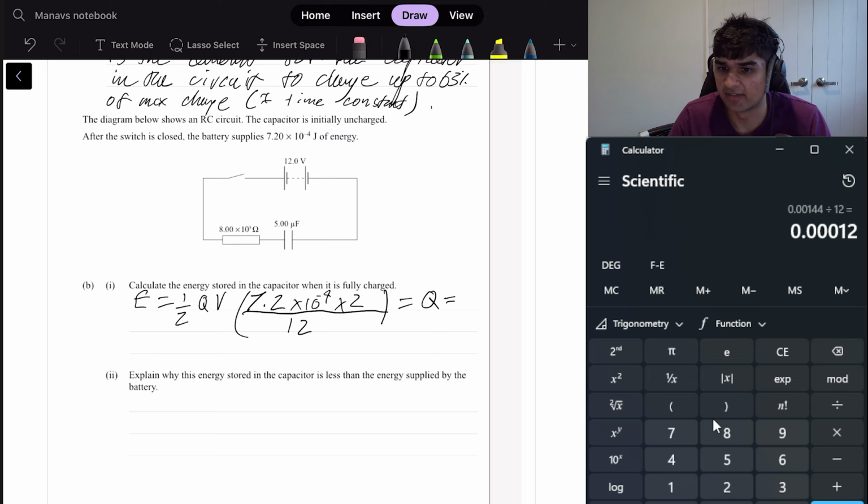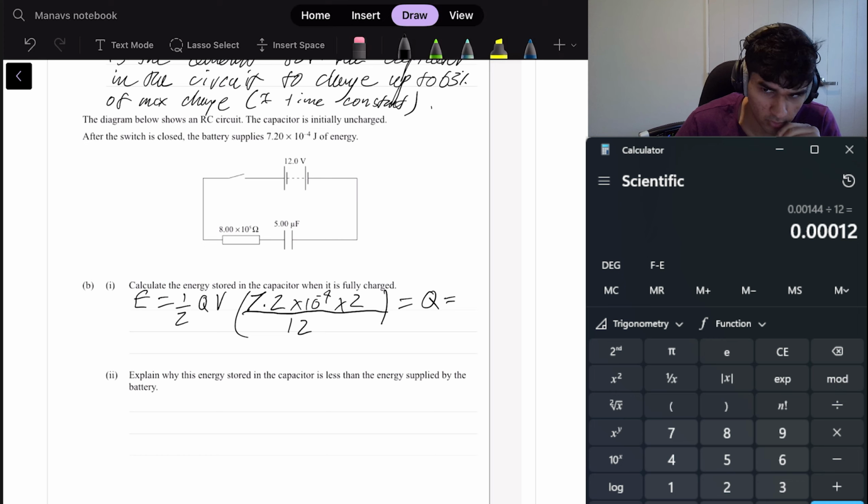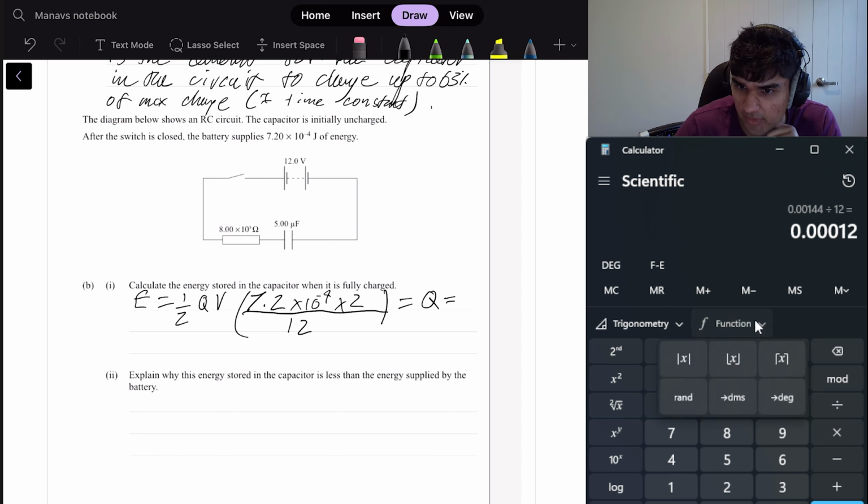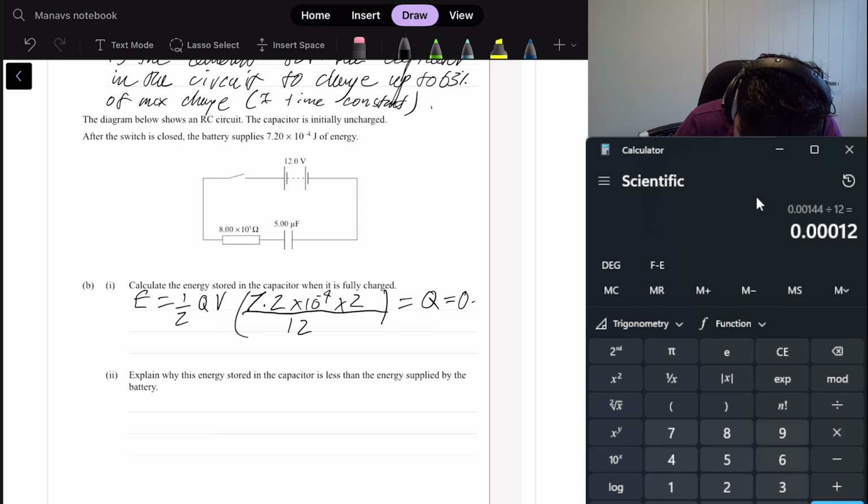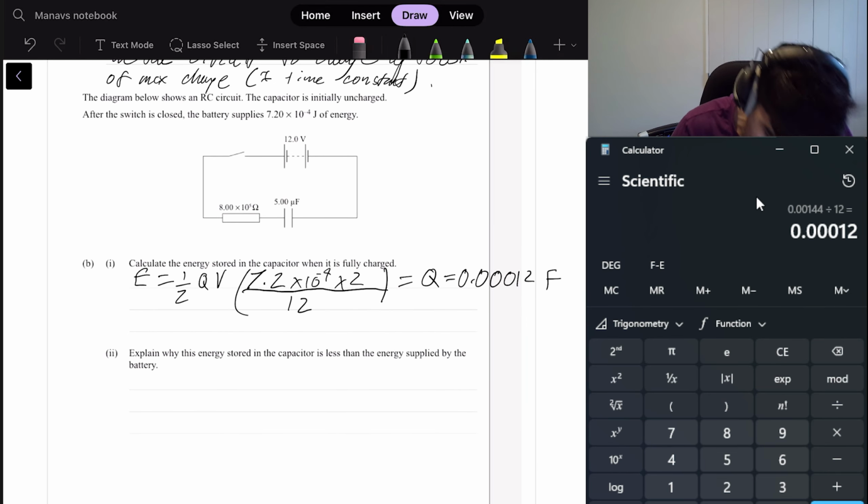So, does my calculator convert it? I don't think it will. Alright, we're just going to have to write in all the zeros. 0.0012 farads. Boom, didn't take any time at all.